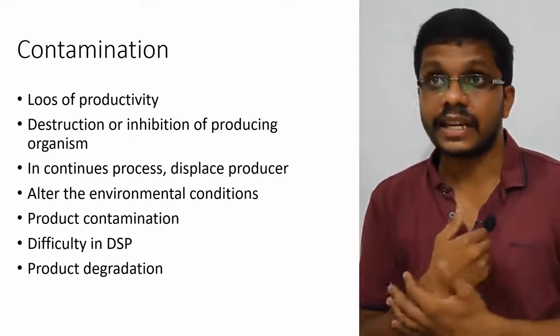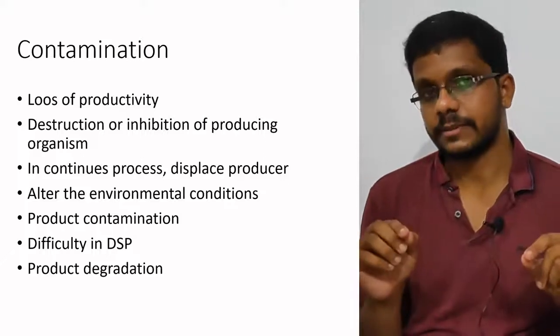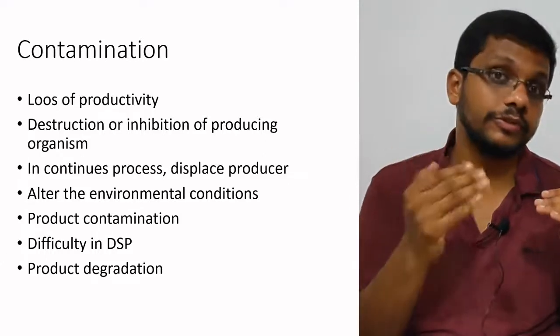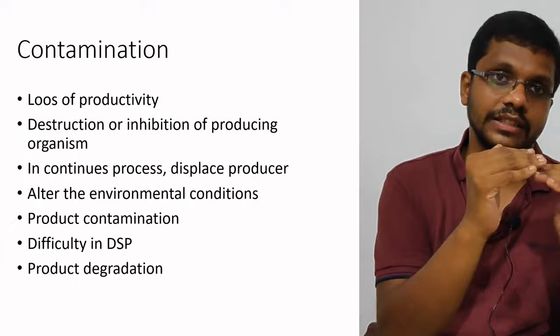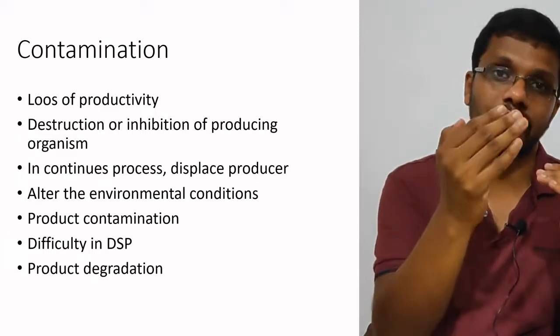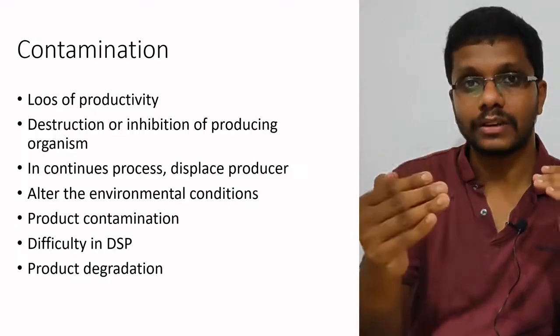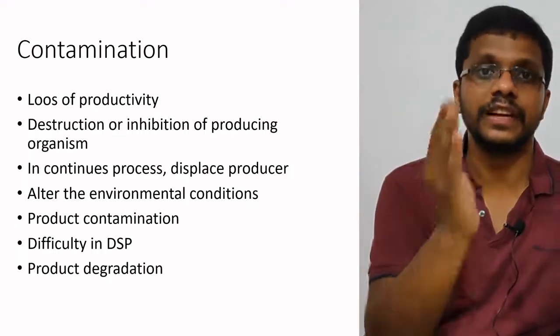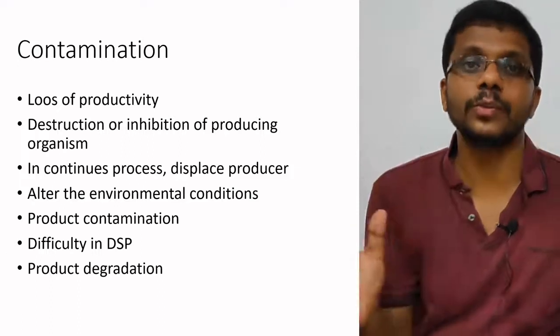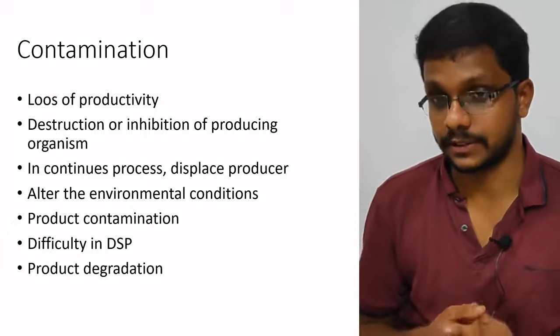Then if a contamination happens in a continuous process, it will displace the producing organism. Especially true when we are running a continuous culture and we get a contamination by an organism which has a higher growth rate than our producing organism. What happens? In the long run, it will replace the producer. In the continuous culture, all of the producer will be replaced with the contaminating organism. That can happen in continuous culture.